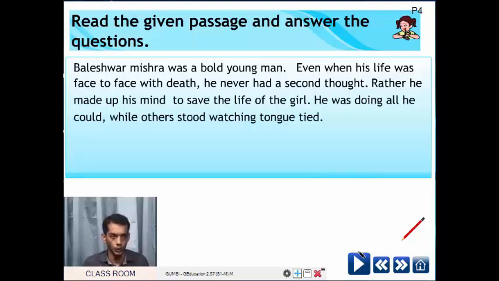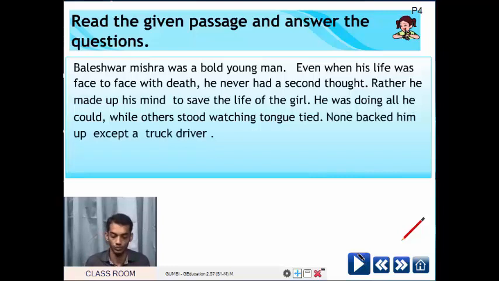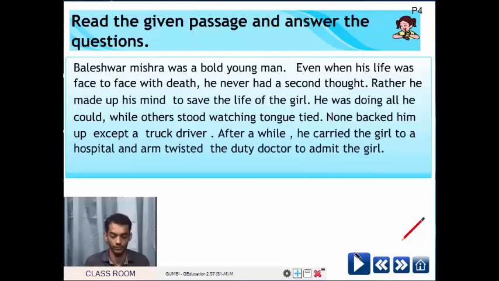He was doing all he could while others stood watching tongue-tied. None backed him up except a truck driver. After a while, he carried the girl to a hospital and arm twisted the duty doctor to admit the girl.